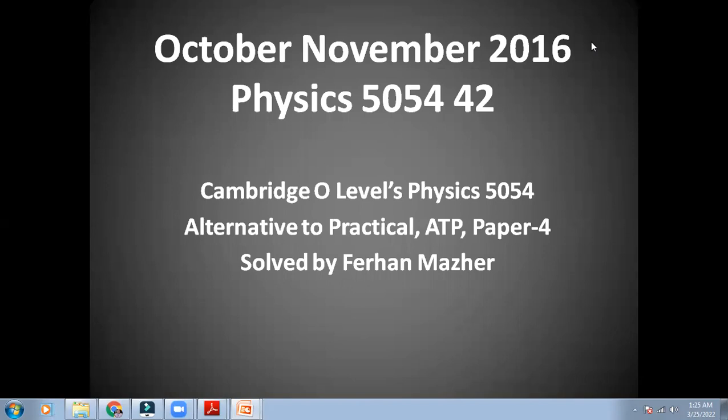Right now, I am with the 11th Cambridge class, and the subject we are studying is Physics 5054. Today, we have set our hearts to solve alternative to practical ATP. We call it paper 4, and we have selected October November 2016 4 2 paper. This ATP paper belongs from the zone 2, and the time allowed to complete this paper is 1 hour. So let's start this paper.